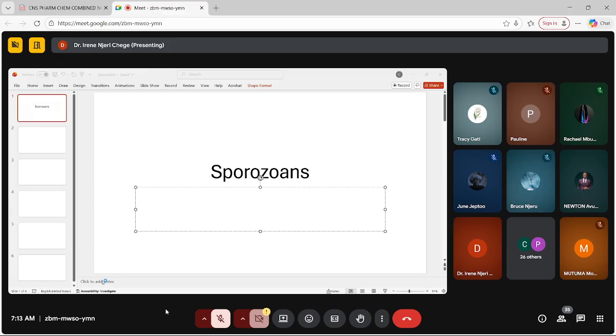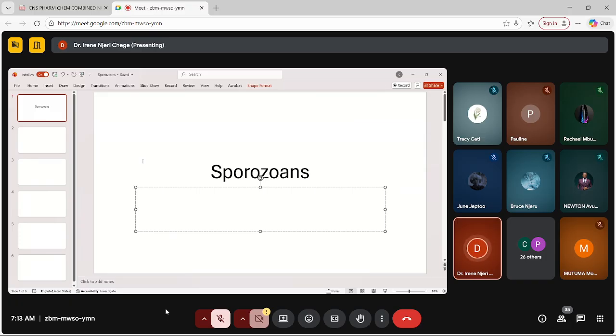Good morning. Yes. Okay, so today I want us to cover this topic of sporozoans. It's actually the last topic, and I just want to introduce it because it's a bit long. So there are what we call sporozoans.